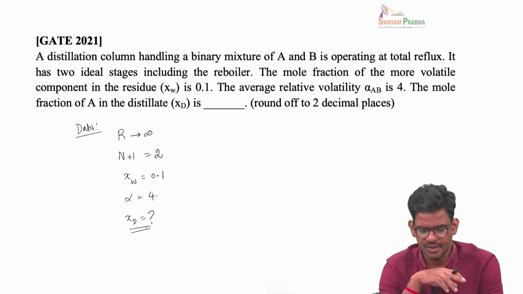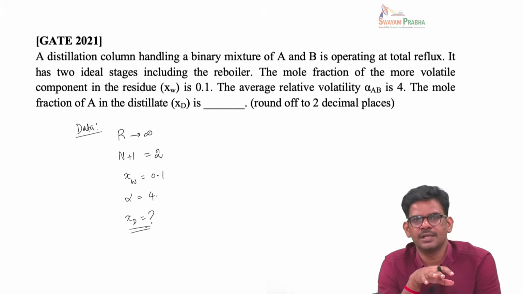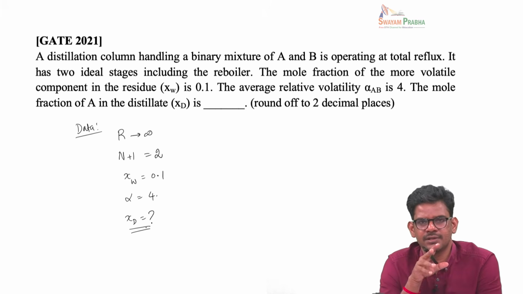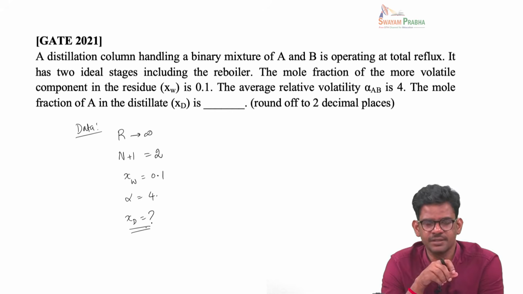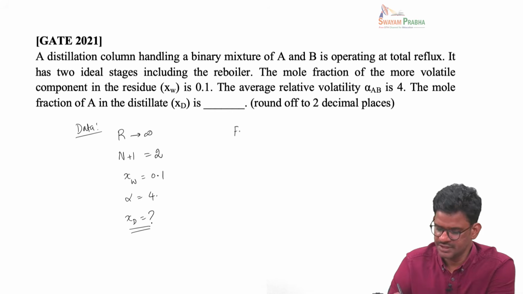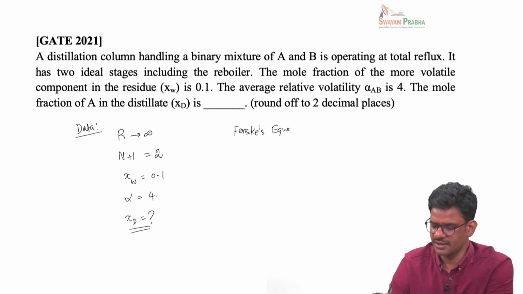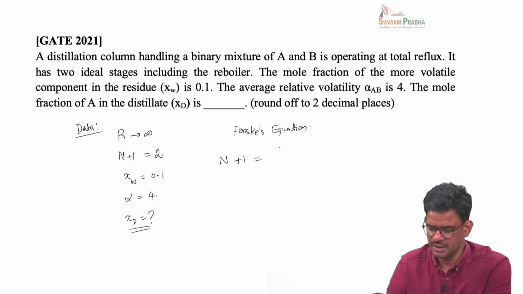As we mentioned in the class, for continuous distillation with constant alpha and total reflux, we can use Fenske's equation for calculating the number of theoretical stages. Fenske's equation is given as n plus 1 is equal to ln of xD by 1 minus xD times (1 minus xW) by xW, divided by ln alpha.